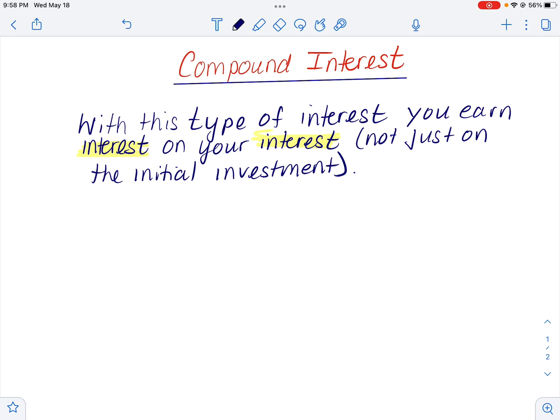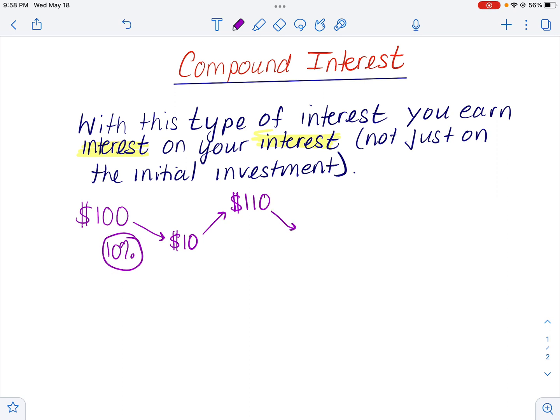So just for example, let's say you invested $100 and it was at a rate of 10%. Well, after you invest that money, 10% of 100 would be $10. So you would get $10 in interest. Then they would put that back into your principal. So now instead of just having $100 to invest, you would have $110. And then you would earn 10% on that.